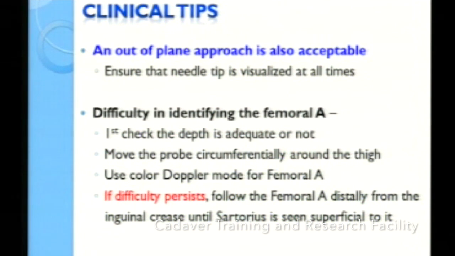First check the depth is adequate. The depth of your survey should be 4 to 6 centimeter, and move the probe circumferentially around the thigh towards the medial side and see whether the femoral artery is present or not. Then use color Doppler also for the femoral artery, and if difficulty still persists, then follow the femoral artery distally from the inguinal crease until the sartorius is seen superficial to it.